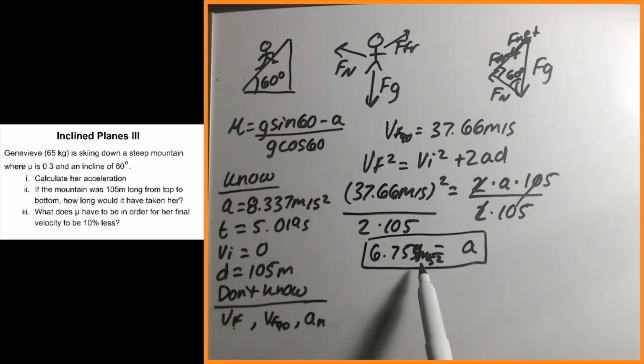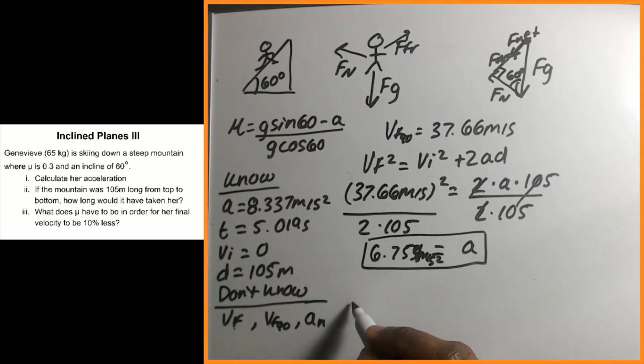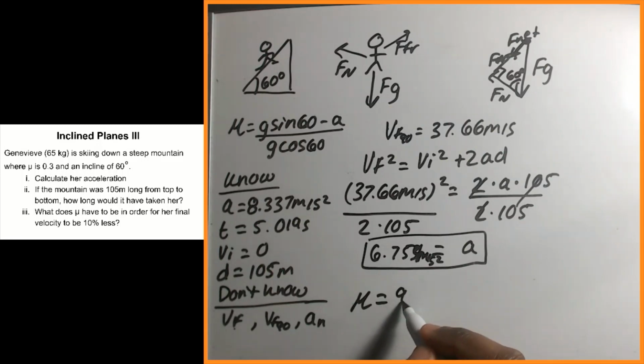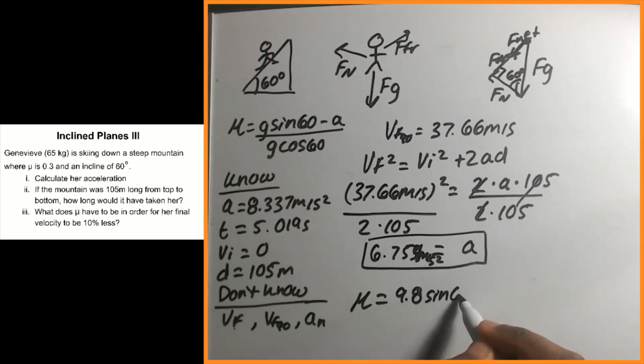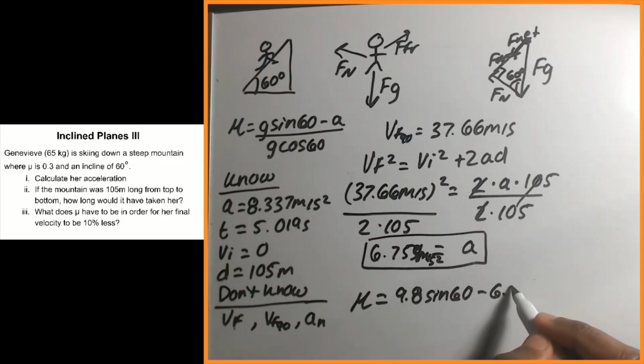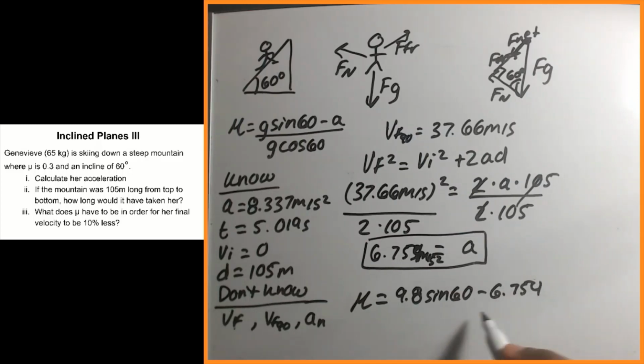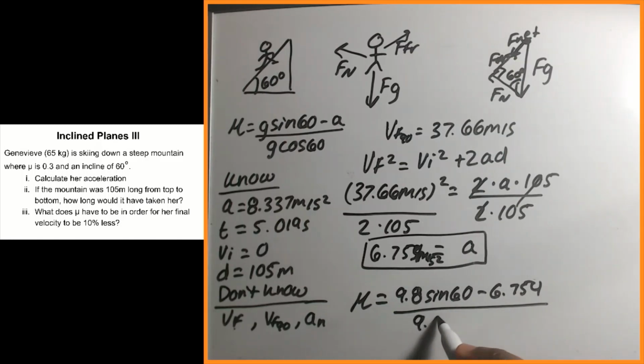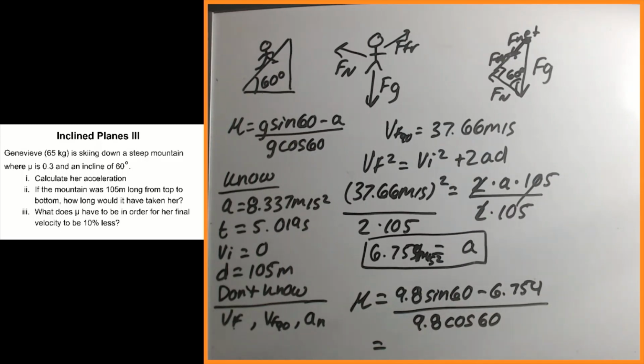All right, so let's go ahead and plug that back into this equation and solve for our answer for mu. So mu is equal to 9.8 sine 60 minus 6.754 all over 9.8 cos 60. And that's going to give you 0.354 rounded. That is your final answer for that.